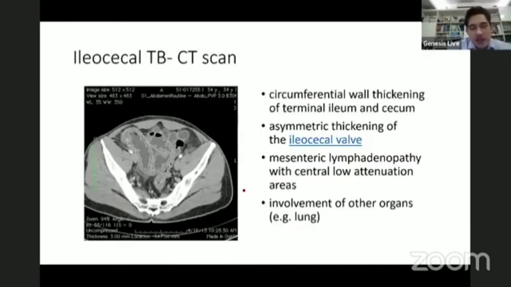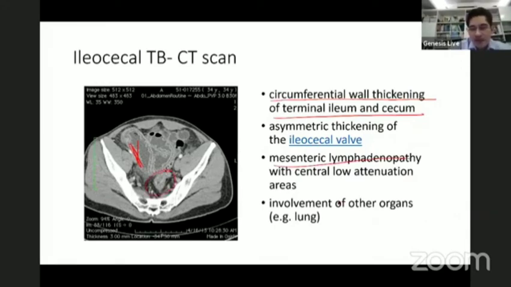Ileocecal TB. Now, ideally, in case of the hyperplastic ileocecal TB, you get circumferential wall thickening of the terminal ileum and cecum. As you can see over here, the circumferential wall thickening, and mesenteric lymphadenopathy. These are the mesenteric lymphadenopathy.